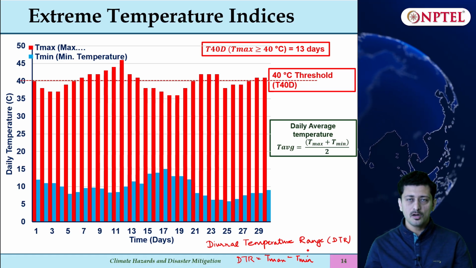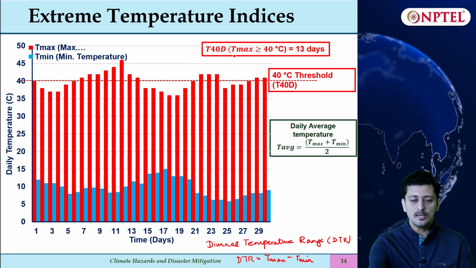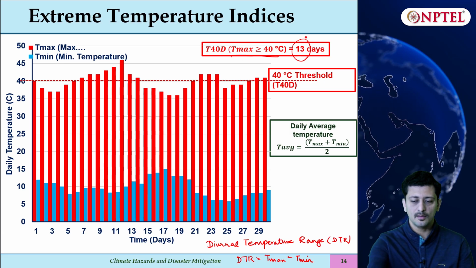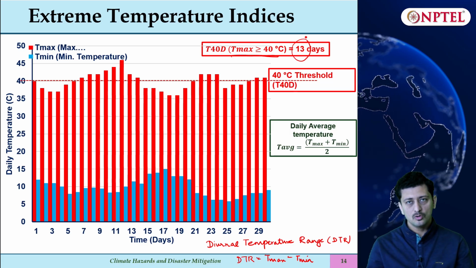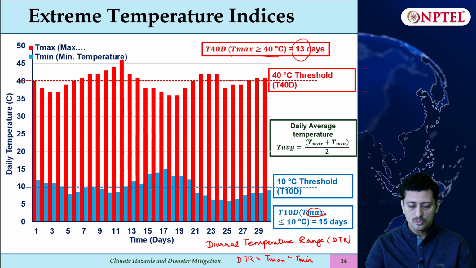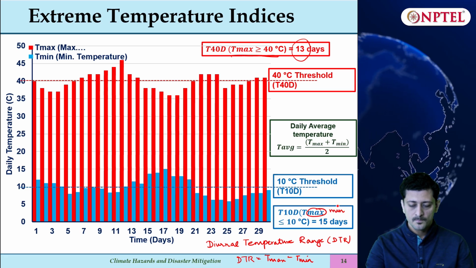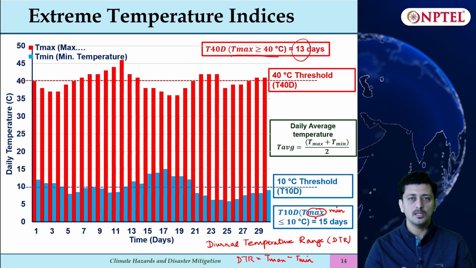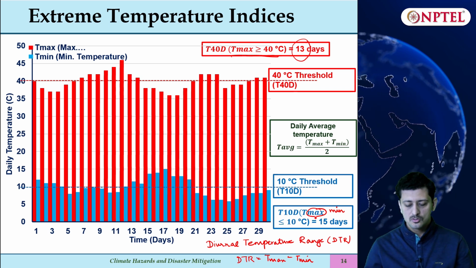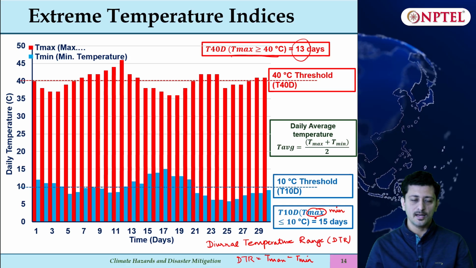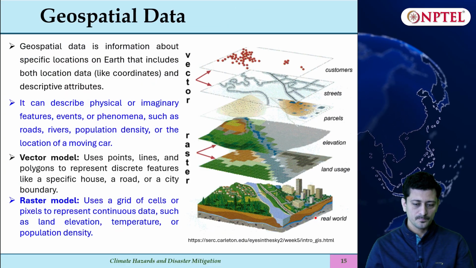So how many times has my T max crossed 40 degrees? If I put that threshold, I get the number of heat wave days. And if I want to do cold waves, then 10 degrees is the threshold, so the number of days where T minimum (there is a typo here, it should be T minimum) is less than 10 degrees will give me the cold wave day frequency. So likewise, other indices can be calculated and we can get an idea about these temperature extremes.